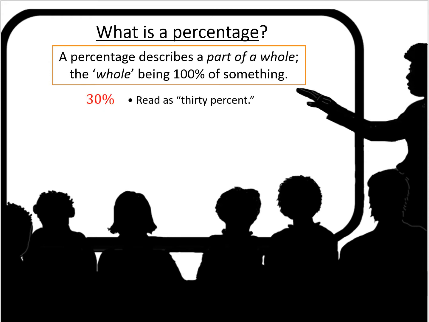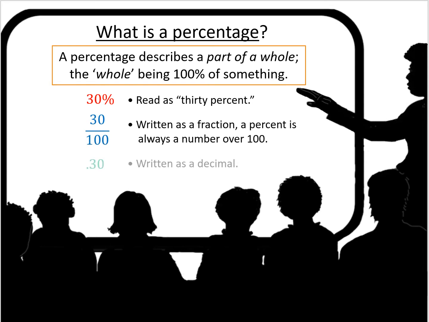Red is 30%, 30 with a percent sign. 30 over 100 is written as a fraction. A percent is always a number over 100. And 30% in decimal form is 0.30.